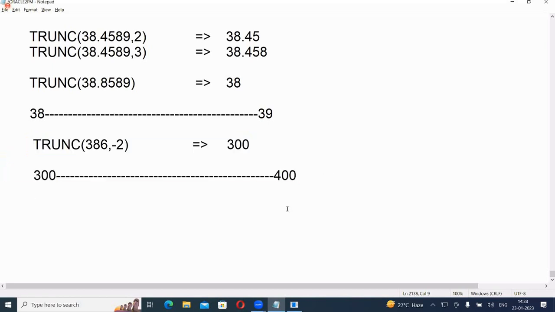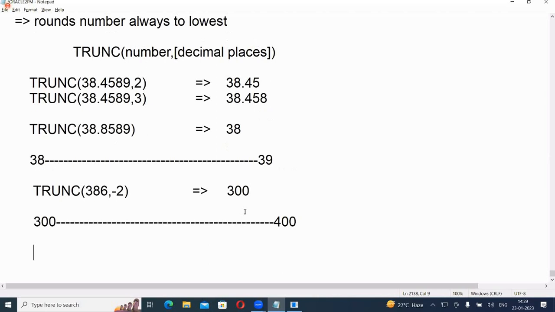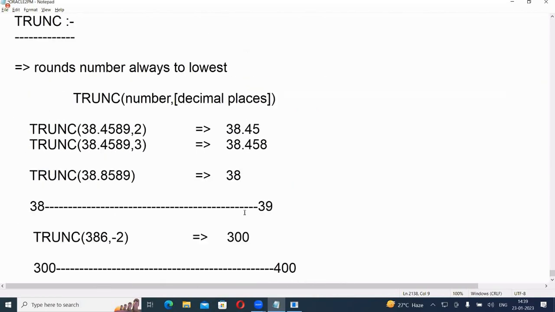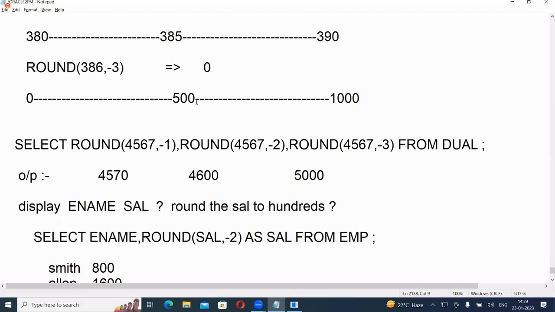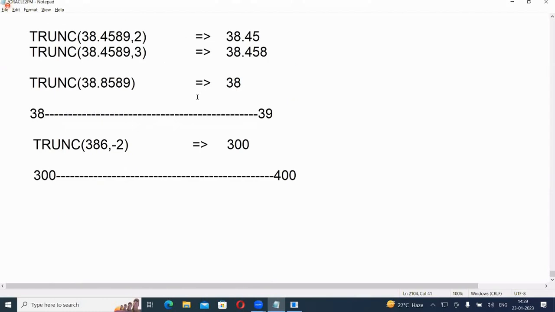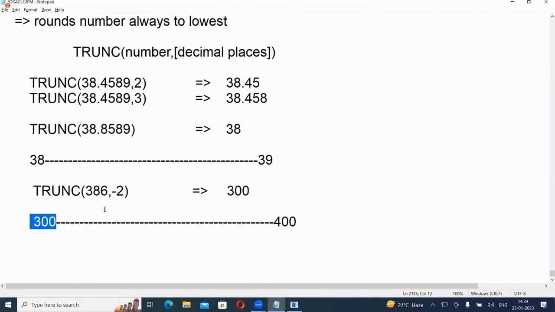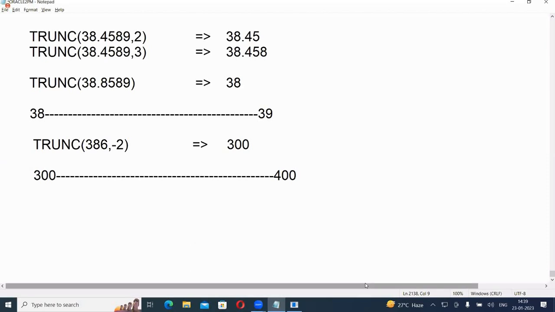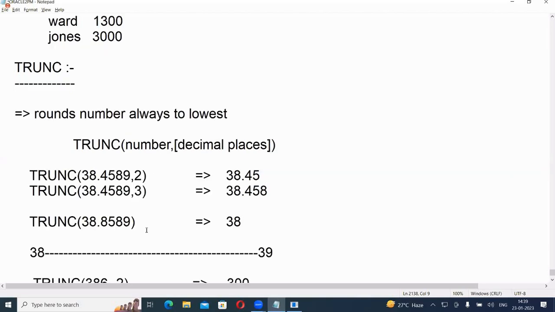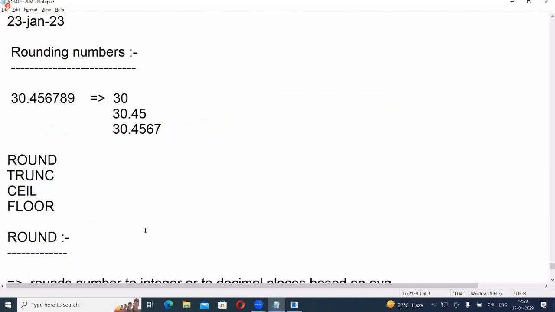Okay, that's all. I think you understood the difference between round and trunc. Syntax wise both are the same, but the round function acts according to average, below average or above average. But trunc will not check the average. Always lowest only. Okay, then next. What is the next one?